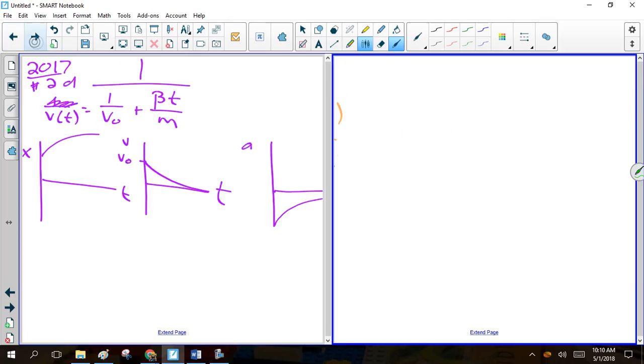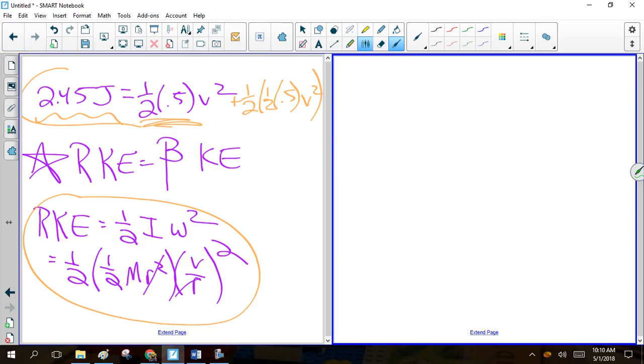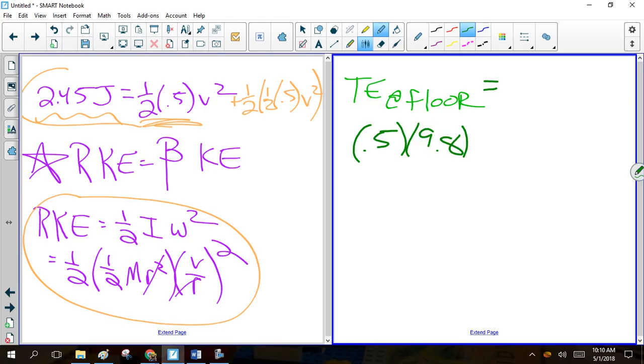So to do part, what are we on here? C? So we already found our rotational kinetic energy. So now we need to find the total energy. So the total energy at the floor. All right, that green is terrible, isn't it? Total energy at the floor is the mass times 9.8 times the total height, which is 1.25 meters.